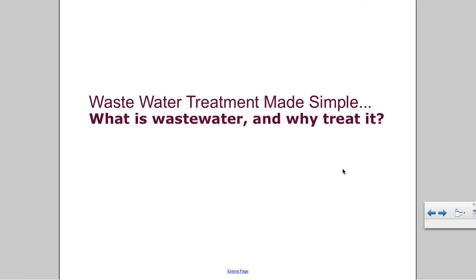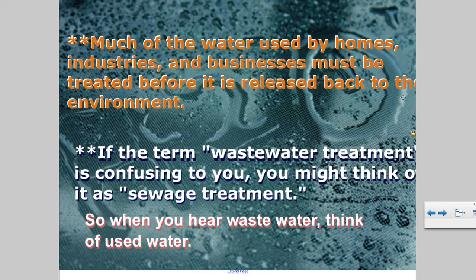So again, as we're going through this, you want to make sure you fill in the blanks on the back of your note sheet titled Sewage Wastewater Treatment. Now, much of the water used by homes, industries, and businesses must be treated before it's released back into the environment. We cannot just let it go down the drain and then put it right back with the business. If the term wastewater treatment is confusing for you, then you might want to think of it as sewage treatment. So when you hear wastewater, think of used water. So wastewater is used water.